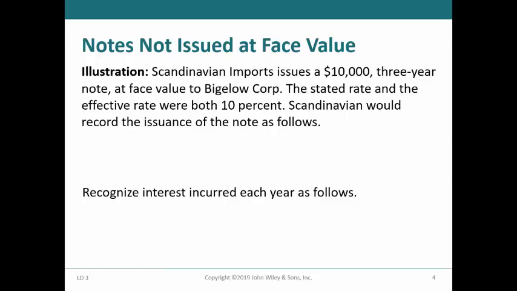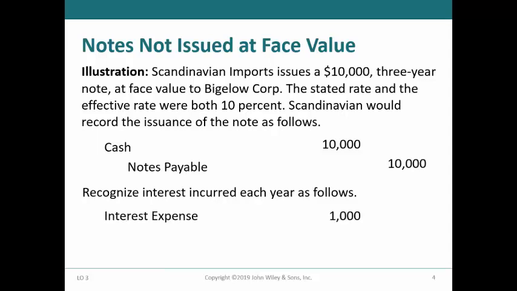The stated rate and the market or effective rate are both 10%, so there will be no discount or premium on the note. When Scandinavian receives the $10,000, they would debit cash and credit notes payable. The interest expense would be recorded each year by debiting interest expense and crediting cash for 10% of the $10,000, or $1,000.